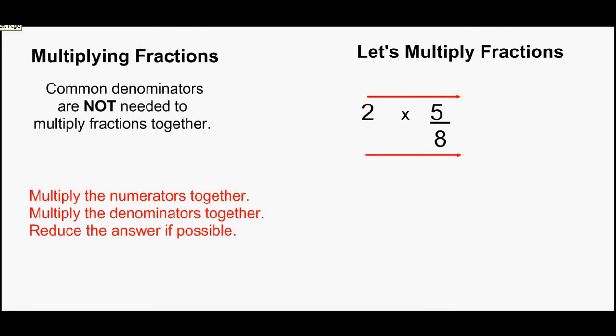A whole number, such as 2, can be multiplied by a fraction. 2 times 5/8 can be written 2/1 times 5/8. Now follow the steps. Multiply the numerators together. 2 times 5 is 10. Multiply the denominators together. 1 times 8 is 8. Our answer, 10/8, can be reduced to 5/4.